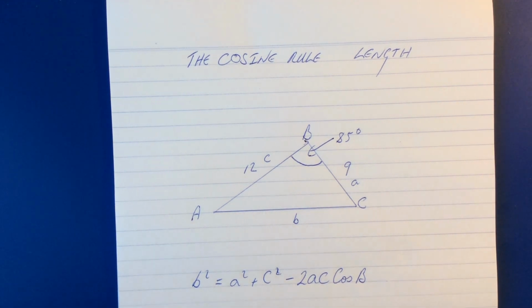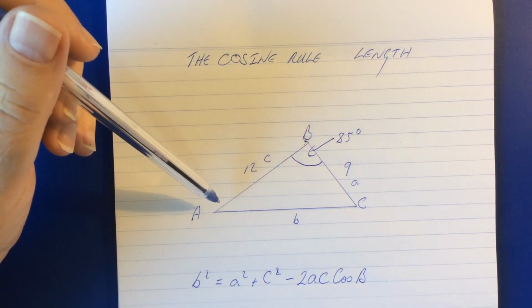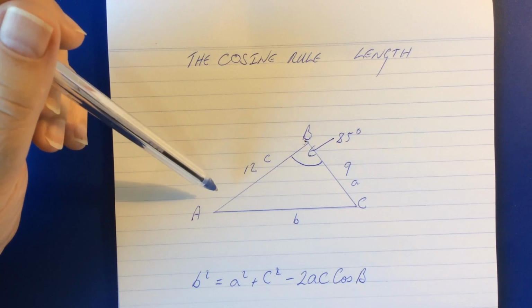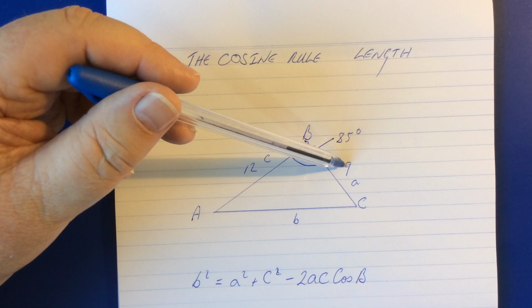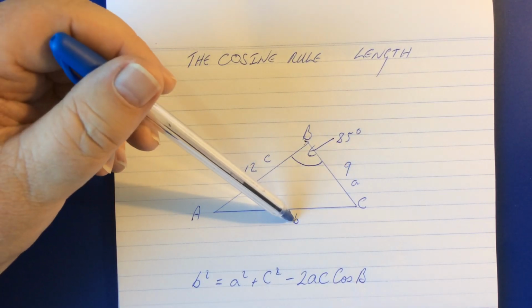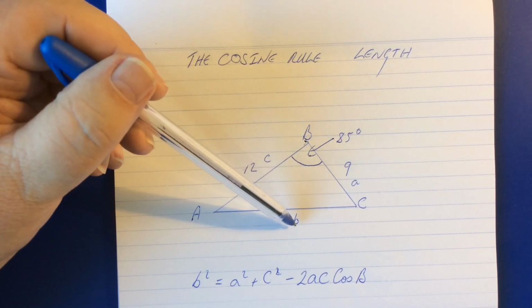In this video we're looking at using the cosine rule to determine the missing length in a triangle that we have here. Now this is a non-right angled triangle. The information that we have is that this angle is 85 degrees, this side is 9, this side is 12, this side is unknown. This is angle B, therefore this is side B.